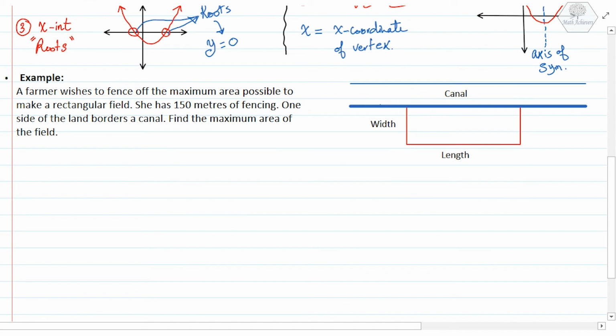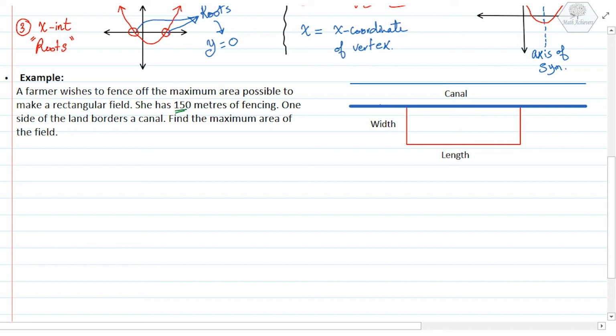The example says a farmer wishes to fence off the maximum area possible to make a rectangular field. A maximum area possible means I have to find out the vertex. She has 150 meters of fencing, so the perimeter of the fencing is 150 meters. One side of the land borders a canal. We need to find the maximum area of the field.